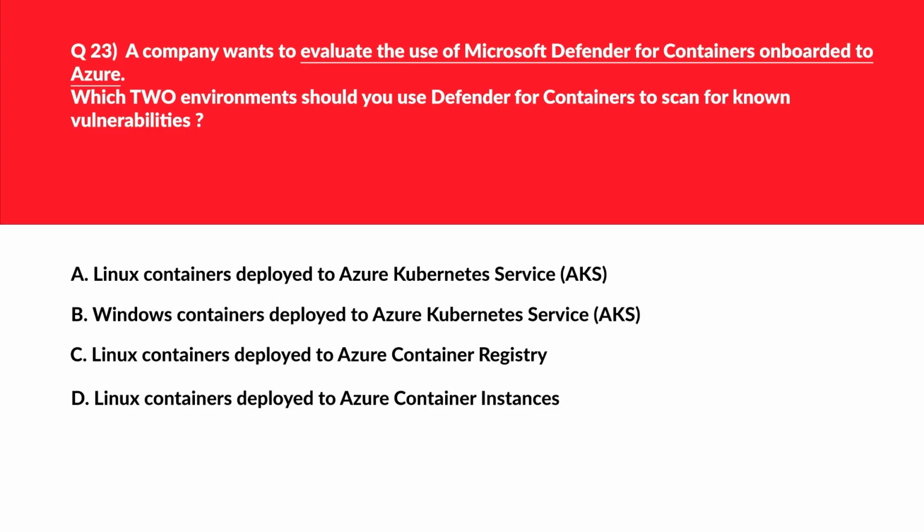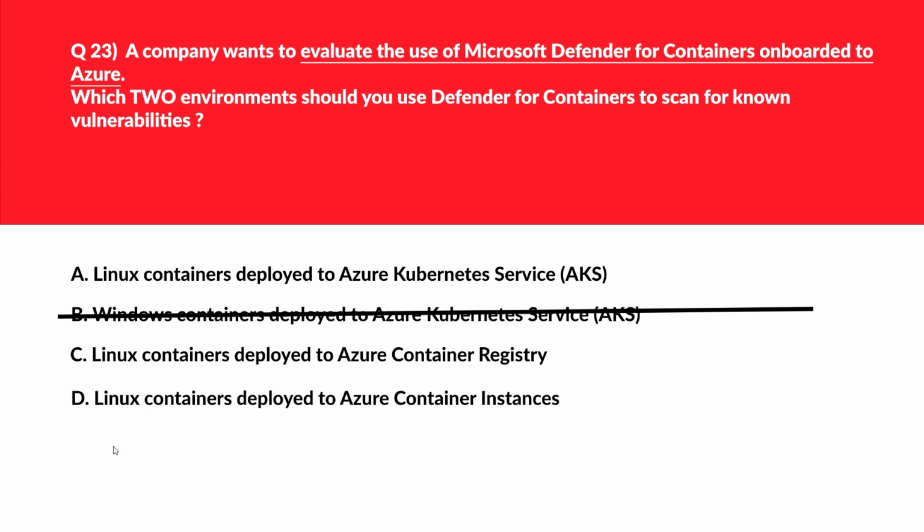Let's move to the next question. We'll look at option A and B together. Option A says Linux containers deployed to Azure Kubernetes service, and B says Windows containers deployed to Azure Kubernetes service. Between option A and B, we have to choose one because both look almost the same and both are related to Azure Kubernetes service. So Windows container, if you look, is not supported. We'll reject option B and keep option A for the timing.